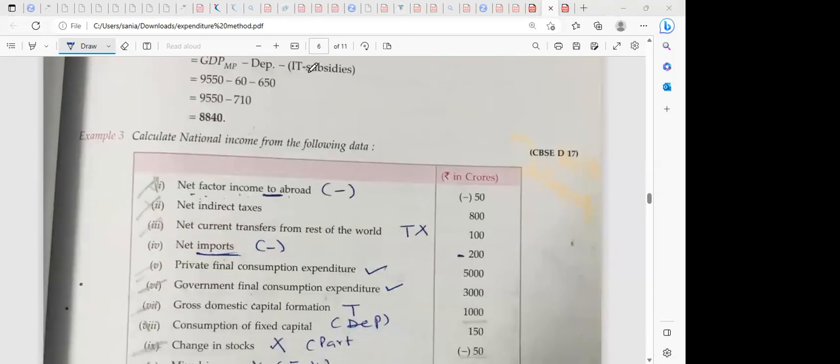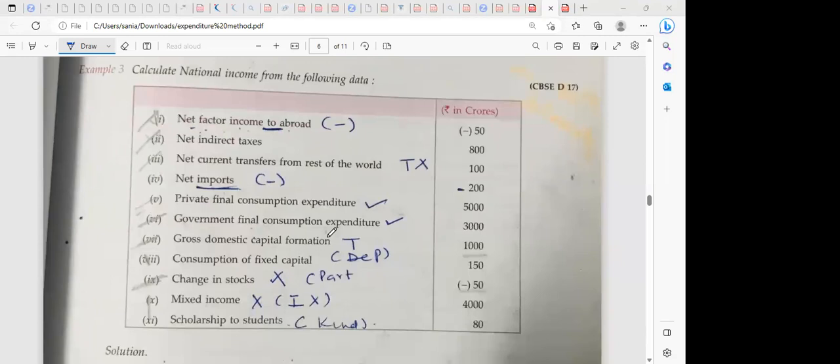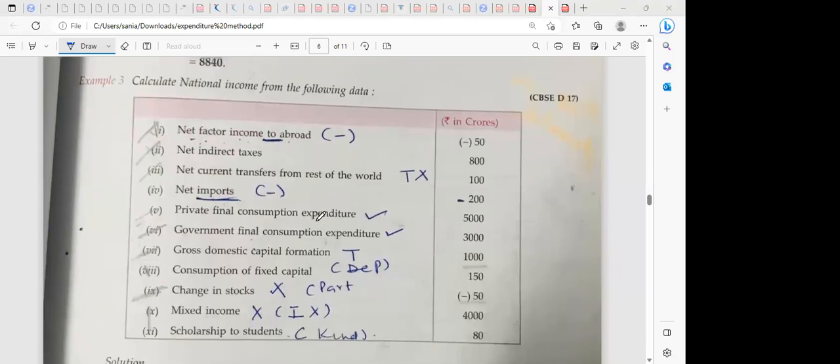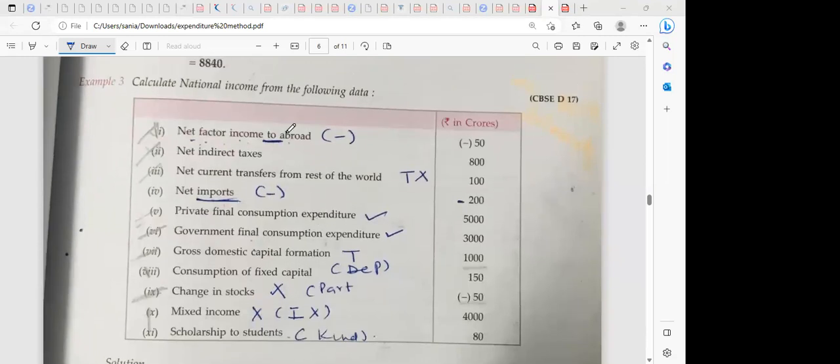Okay. Now let's just do. We won't be able to do the next part. What I will be doing is sharing the assignment with you. Over there, I'll give you two questions for the expenditure method.